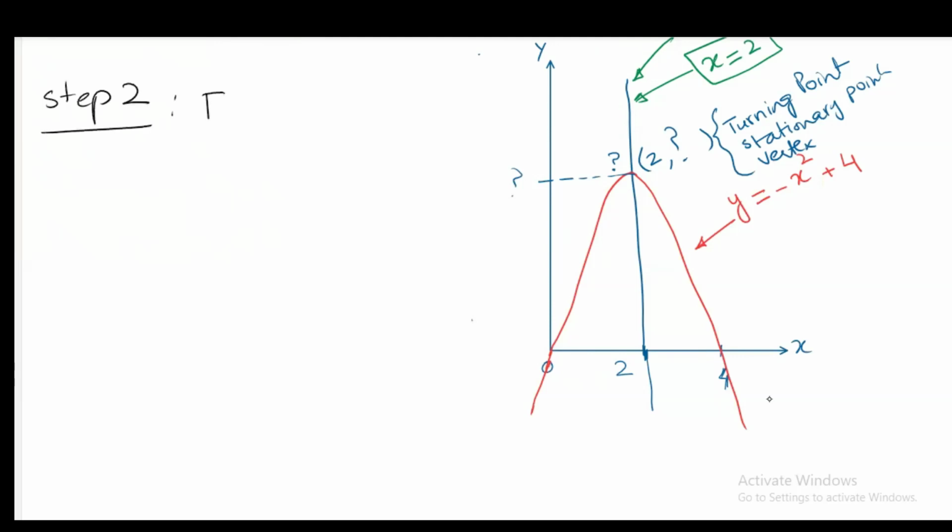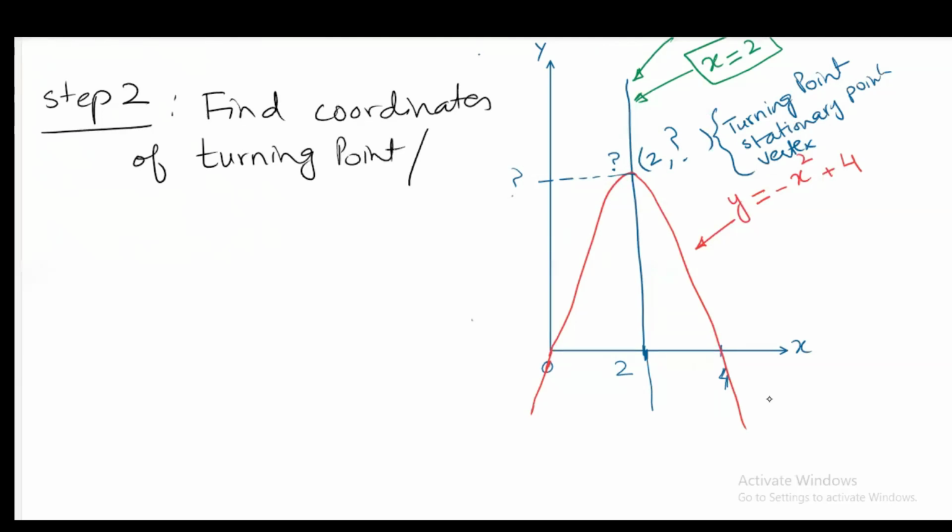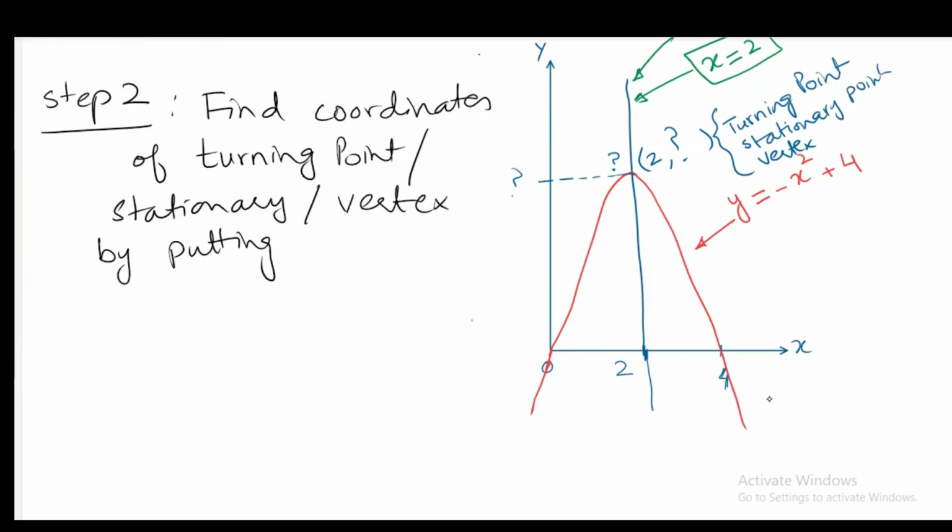We can find the coordinates of the turning point, or the coordinates of the stationary point, or the coordinates of the vertex, by putting the equation of the line of symmetry, which was x equals 2, into the original equation. This was the original equation.